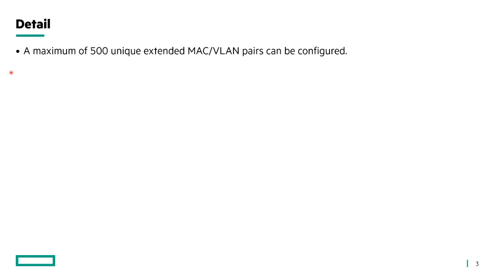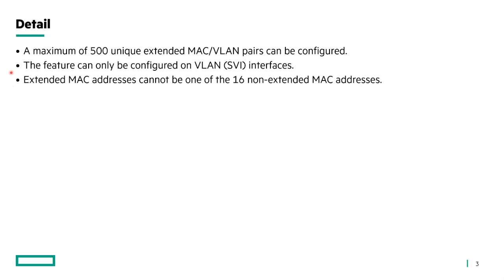So on to the detail. A maximum of 500 unique extended MAC / VLAN pairs can be configured, and it can only be configured on a VLAN SVI interface. The extended MAC address cannot be one of the existing non-extended MAC addresses, so you can't duplicate them with the standard feature use for Active Gateway and the extended MAC address feature on the same MAC address.